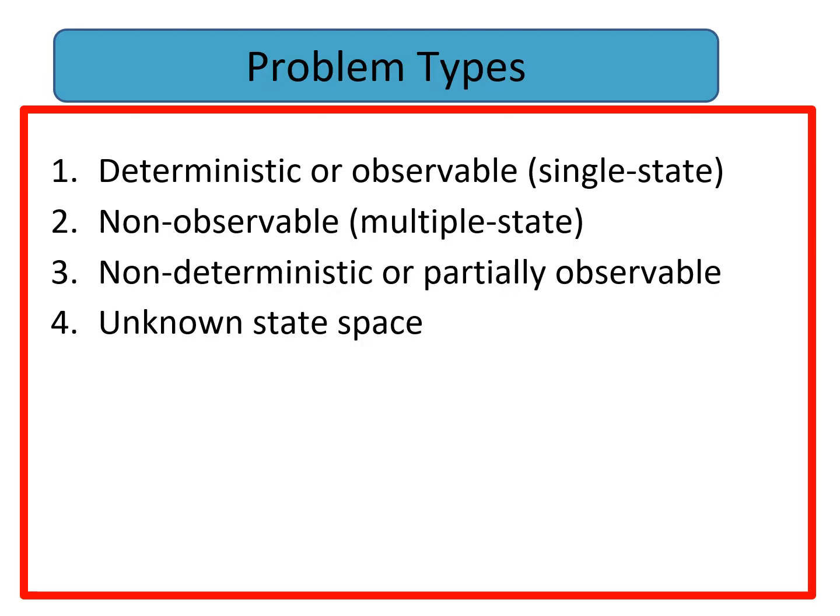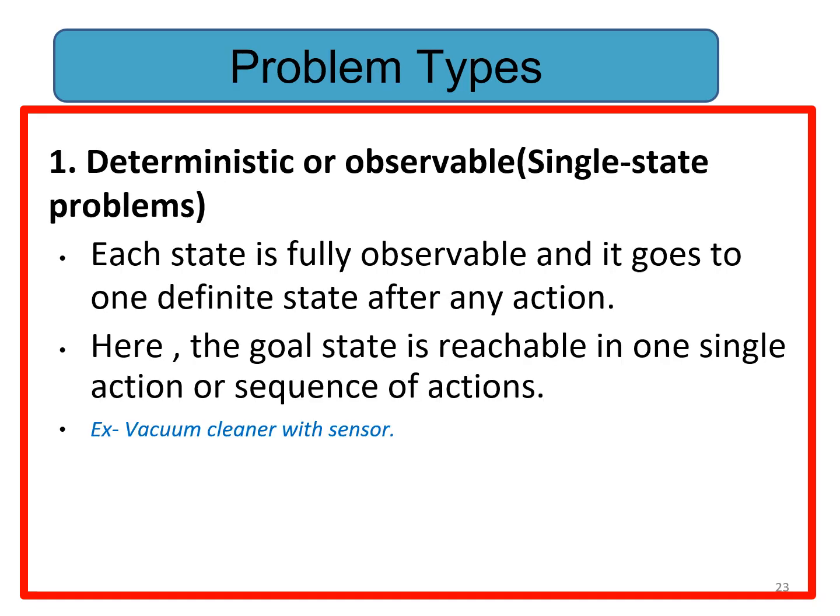So, problem types. There are different types of problems available. There are deterministic or fully observable, which can be represented as a single state problem; non-observable, a multiple state problem; and non-deterministic or partially observable, with an unknown state space. Let me see them one by one. Deterministic or fully observable can be represented as a single state problem. The agent can completely observe the current state of the environment, so the result of each and every action is known and predictable, and performing an action leads to one definite next state.